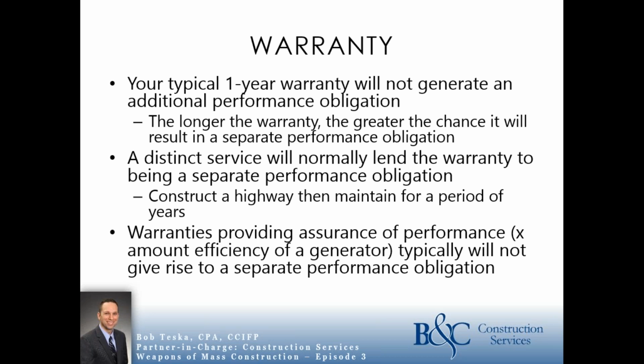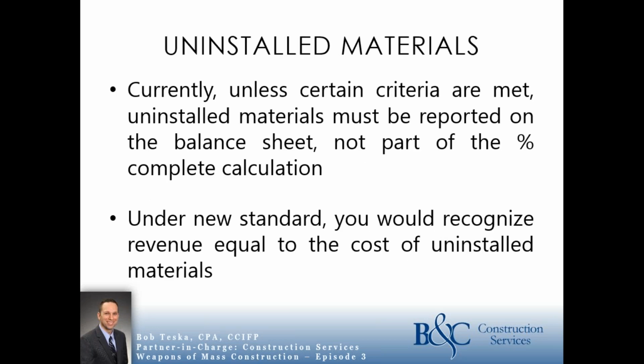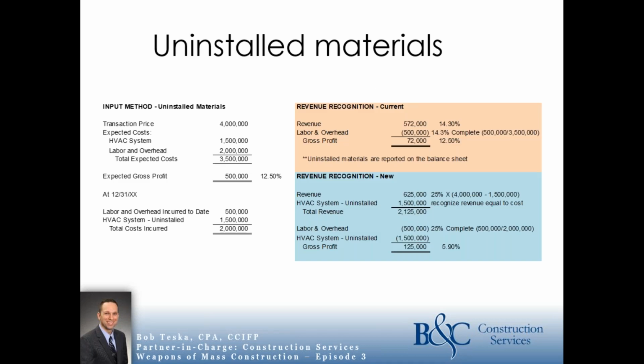Warranties that provide assurances of performance, so X amount of efficiency of a generator, typically aren't going to give rise to a separate performance obligation. Uninstalled materials. This is an interesting one. Currently, unless certain criteria are met, uninstalled materials should not go into your percentage of completion calculation. They get hung up on the balance sheet. Under the new standard, you can recognize revenue equal to the cost of those uninstalled materials.